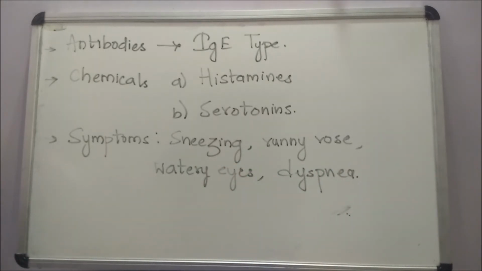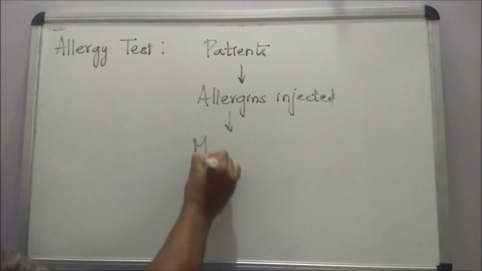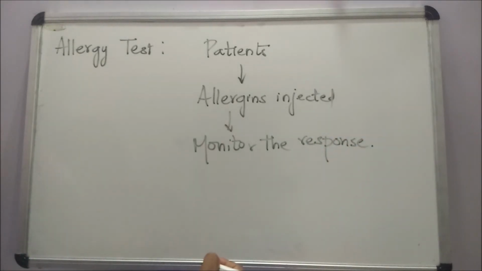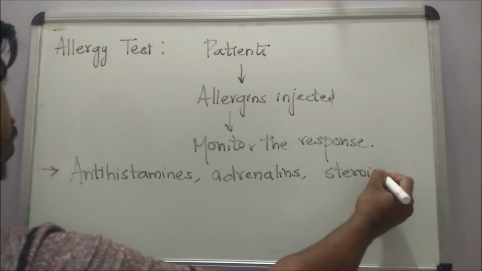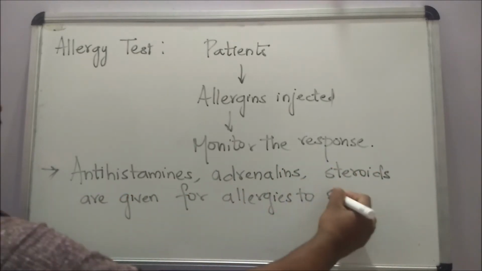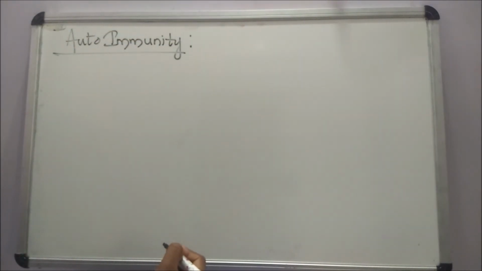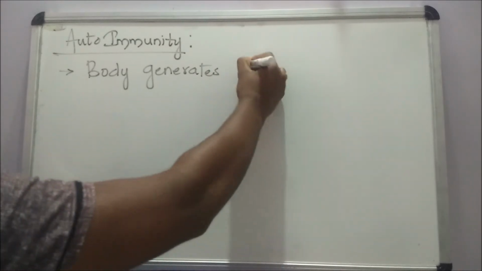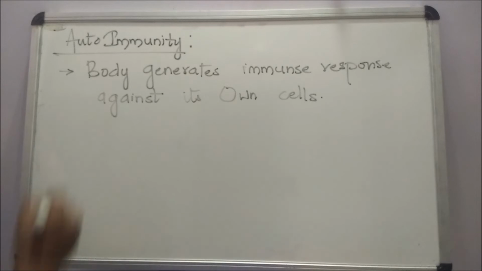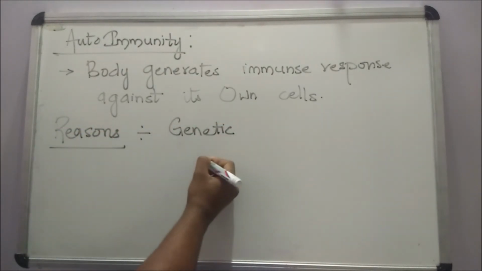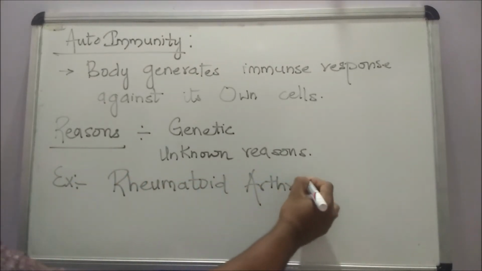An allergy test is performed where the patient is injected with small doses of allergens to monitor the response. There are three drugs given to subside the symptoms of allergies. Those are antihistamines, adrenalins and steroids. The second problem is autoimmunity. In autoimmunity, the body generates an immune response against its own cells. The reason could be genetic or unknown. The best example of an autoimmune disease is rheumatoid arthritis.